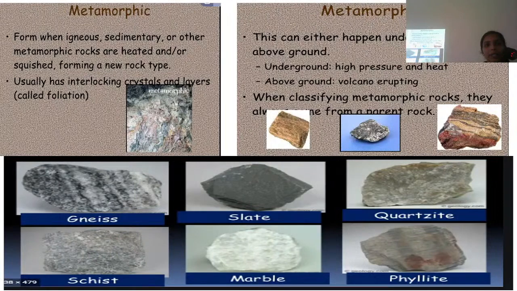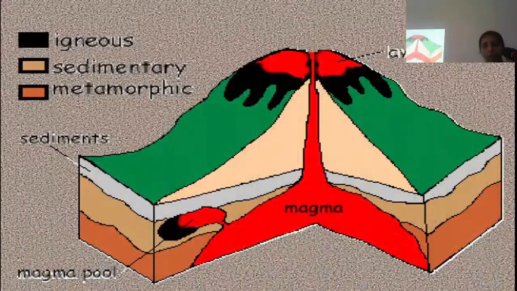Metamorphic rock forms when igneous, sedimentary, or other metamorphic rocks are heated and squeezed, forming new rock types, usually with interlocking crystals and layers. This can happen underground or above ground. Underground, high pressure and heat. Above ground, a volcano erupting. Examples: slate, marble.